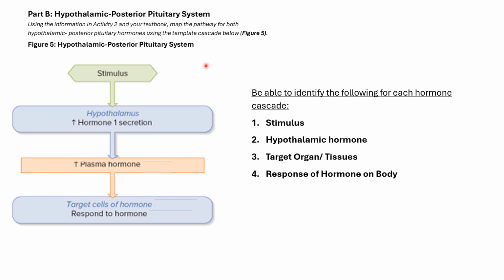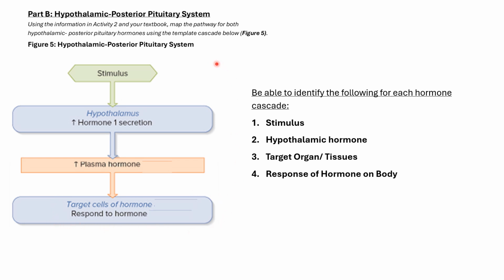So this is the first one. You have to fill this out. What is this? So this is posterior pituitary, right? I will only tell you that the stimulus will be a neuronal stimulus, and then the hypothalamus will secrete oxytocin and ADH, right? Plasma hormones. And then what are the targets of oxytocin? Oxytocin acts on the breast and the uterus, and the ADH acts on the kidney tubules. You can find it in your Pearson e-text.